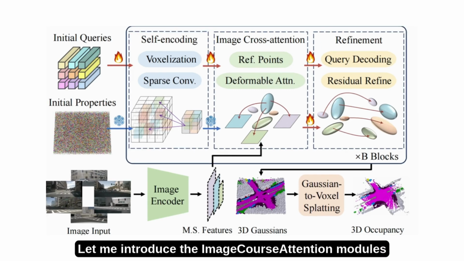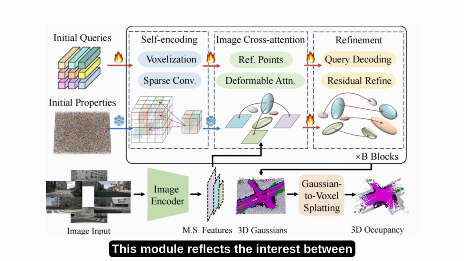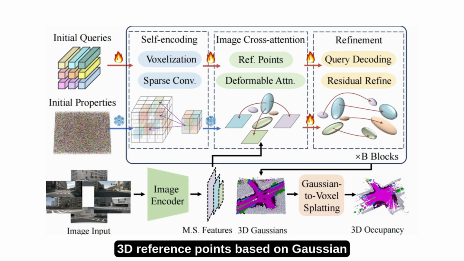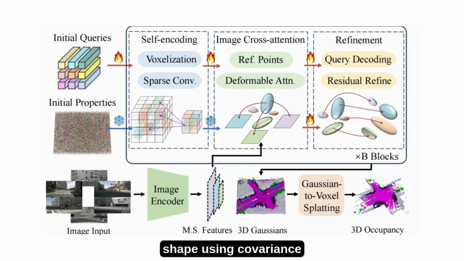Let me introduce the image cross-attention module. This module interacts between the 3D Gaussian distributions and image features, extracting relevant visual information. It generates 3D reference points based on Gaussian offsets and means, reflecting their distribution shape using covariance. These points are projected onto image feature maps using camera parameters. Through projection and the attention mechanism, the extracted features are integrated back into the Gaussians for enhanced 3D semantic tasks.